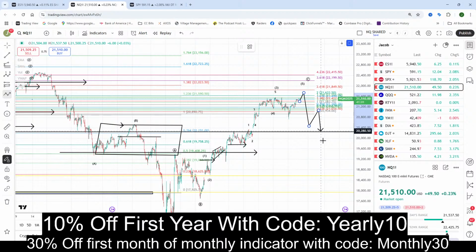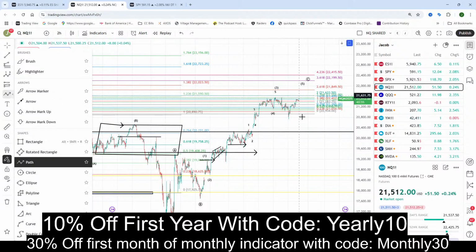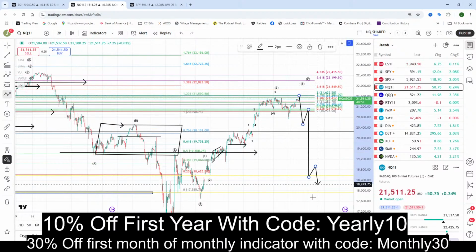Again, that pullback would be corrective and then back up. Corrective means 3 waves. And then if it is impulsive, we'd look for the 5-wave move down and then a bounce and then a breakdown. So that's what we're looking at on the counts for the charts.